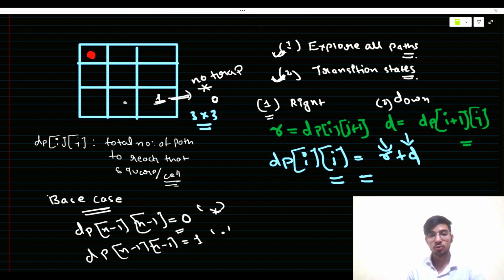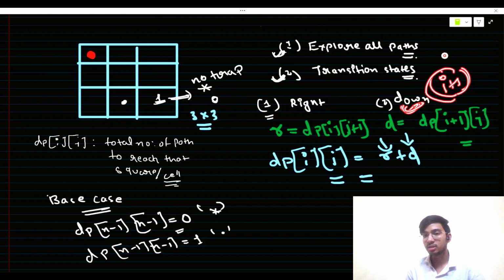Now you have to fill this state. For this, what can be the answer? You can move down, you can move right. For down, you cannot move. So you have to introduce another condition: if you are going to move down, that is, you are doing i plus 1.